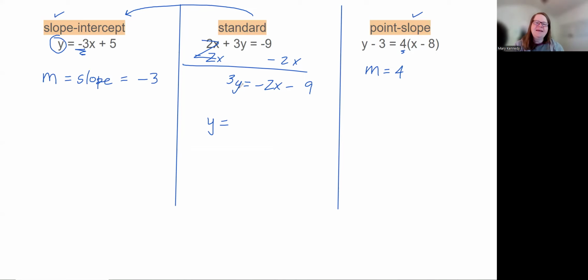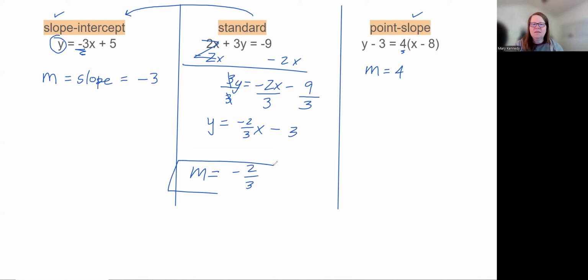Okay. Last step, divide by 3. Everything gets divided by 3. So now we've got the y equals. That's what we were trying to get to. -2/3x. We usually see it like this, and then -9 divided by 3 is -3. So we can now see that our slope is -2/3. And that's that. So hopefully this helps you a little bit.